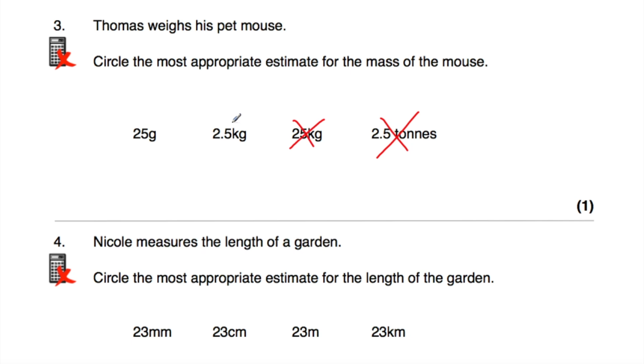Well, if you go into your kitchen and you find something like perhaps a big bag of flour, it might have a weight of 1 kilogram. So I think 2.5 of those for the weight of this mouse. So no, I don't think so. And then finally, the mass of the mouse being 25 grams. Well, that would be around about right.